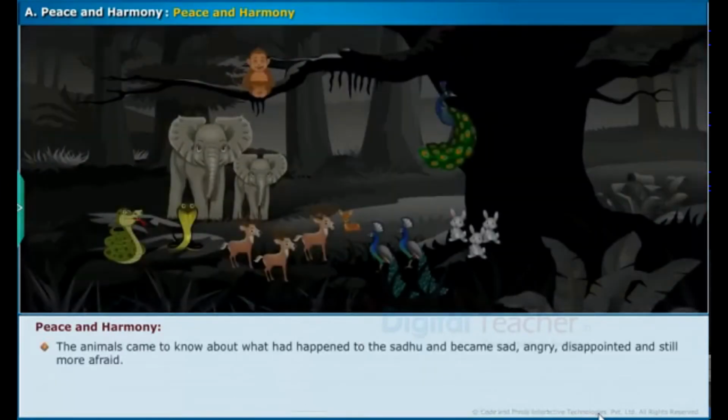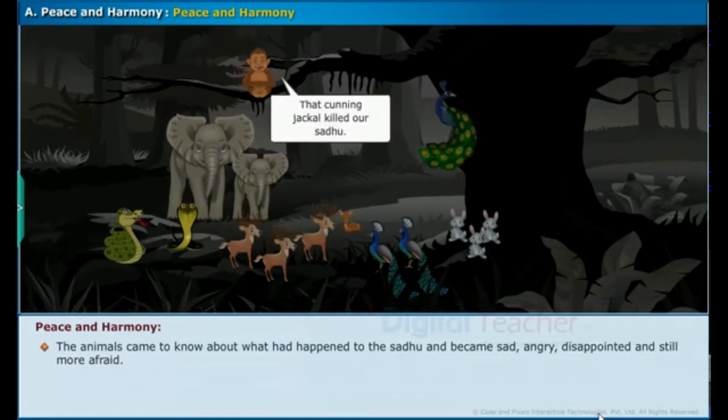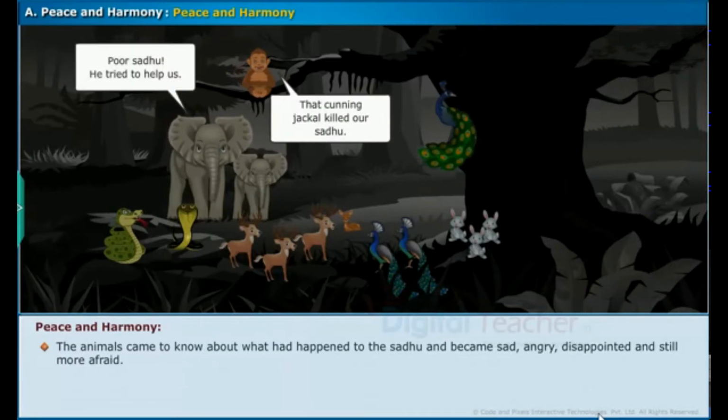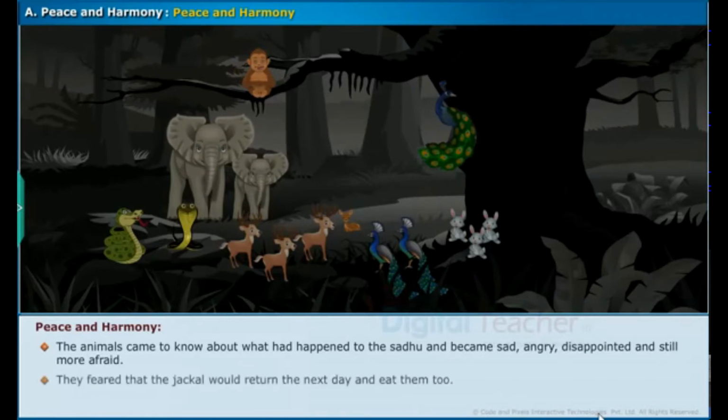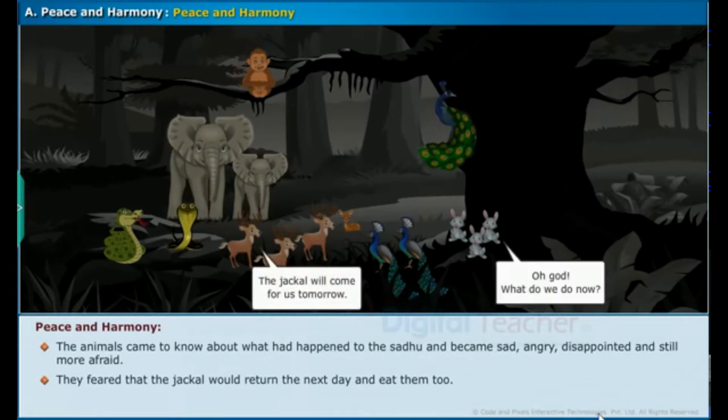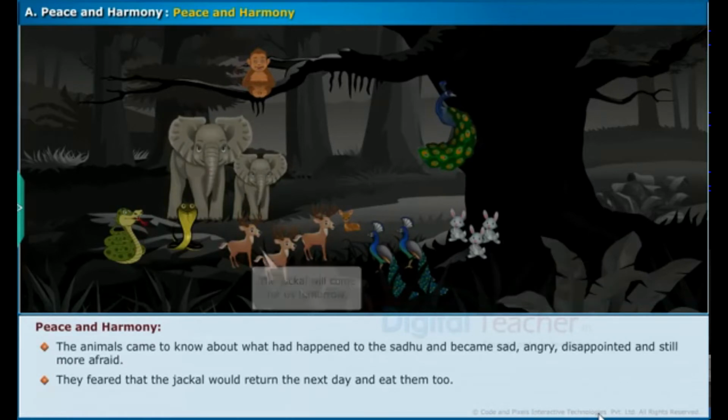The animals came to know about what had happened to the sadhu and became sad, angry, disappointed, and still more afraid. "That cunning jackal killed our sadhu. Poor sadhu! He tried to help us." They feared that the jackal would return the next day and eat them too. "The jackal will come for us tomorrow. Oh God, what do we do now?"